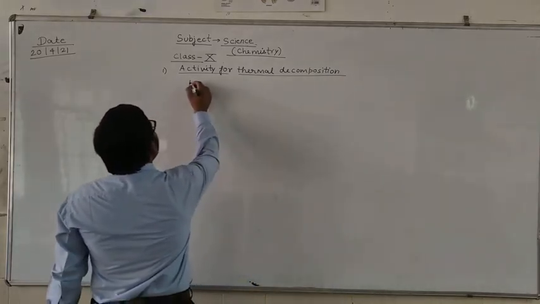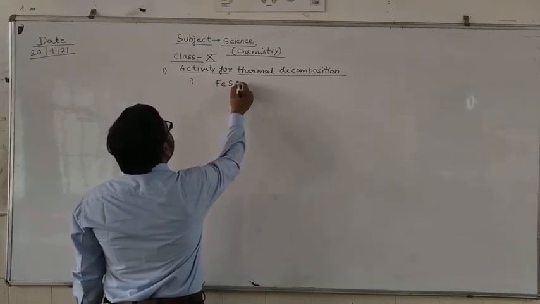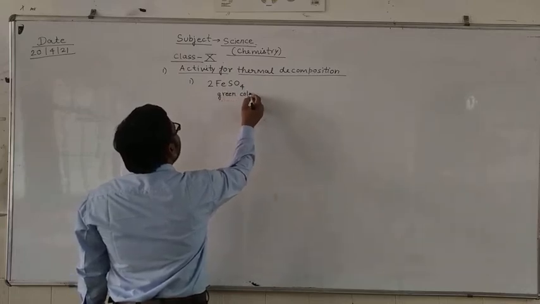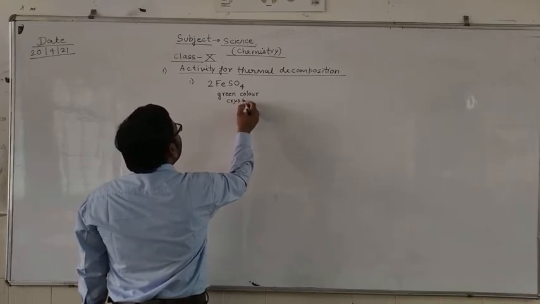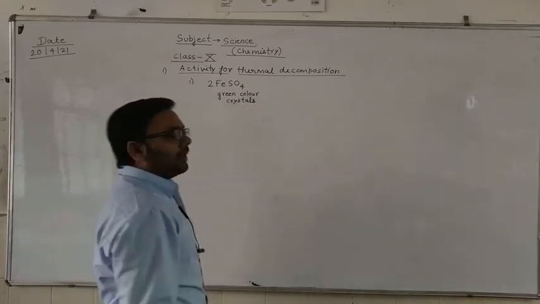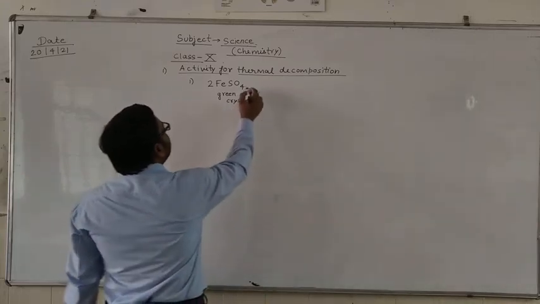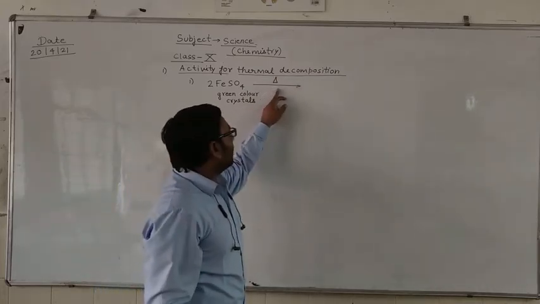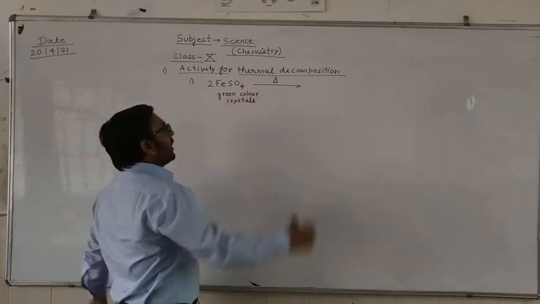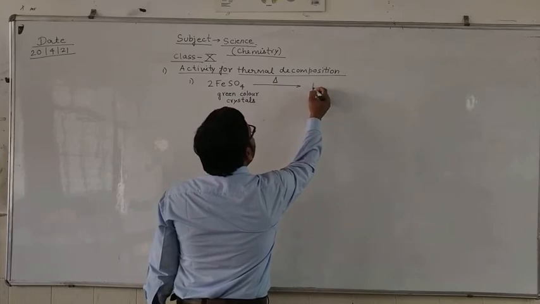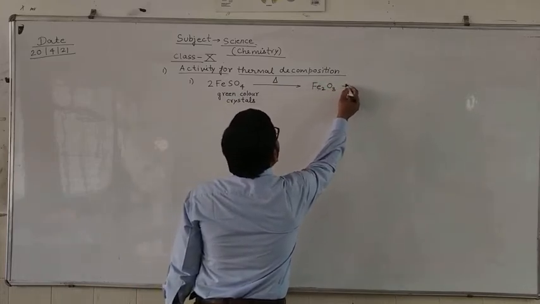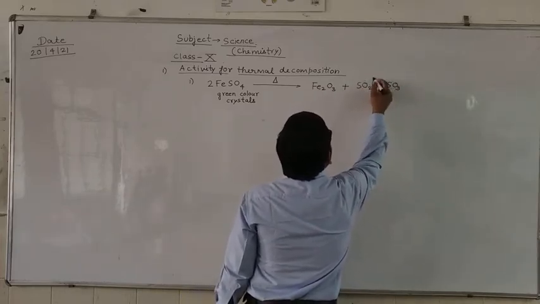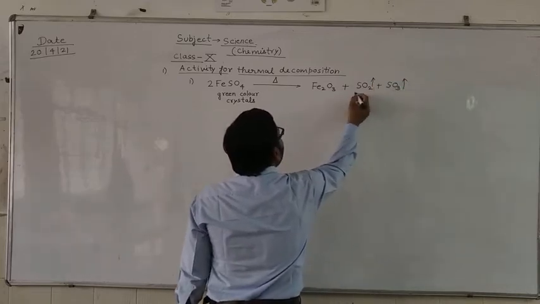For example, first we take ferrous sulfate crystals. These are green colored crystals. Now this ferrous sulfate salt is heated strongly. This is the symbol of heating. When it is heated strongly at a particular temperature, it decomposes to give Fe2O3 plus sulfur dioxide plus sulfur trioxide gas. These are two gases: sulfur dioxide and sulfur trioxide.